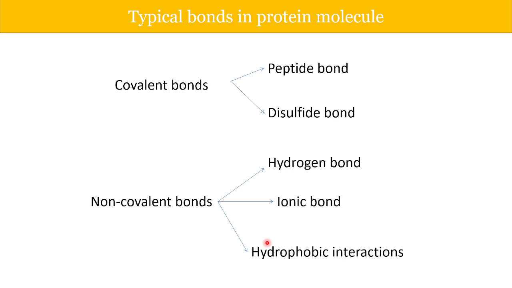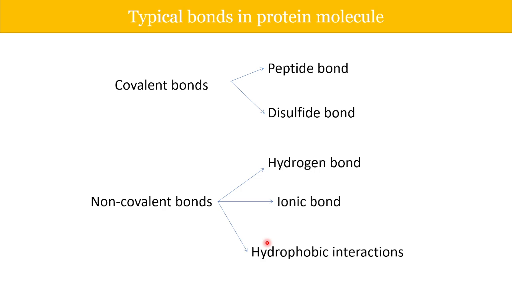Now let us talk about the different types of bonds that we see in a protein molecule. Covalent bonds are the strongest: we have the peptide bond and the disulfide bond. Disulfide bonds are formed between cysteine molecules. Cysteines have an SH group, so the hydrogen is lost from the two cysteines and a bond forms between the two sulfur atoms.